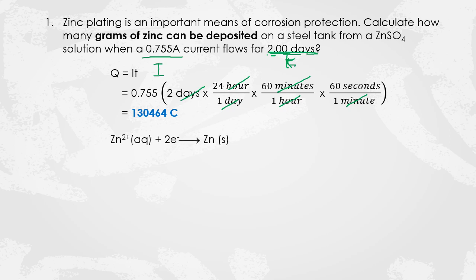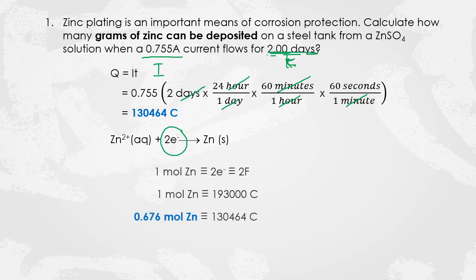So we are going to form zinc means we need 2 electrons. So as we've already done earlier, 1 electron is equal to 1 Faraday. So 2 electrons is going to be 2 Faraday. So 2 Faraday is equal to 193,000 coulomb. And the number of mole for zinc for 130,464 coulomb will be 0.676 mole. Once we've got the number of mole, we can simply times it with the molar mass of 65.38. Then lastly, the mass of zinc deposited will be 44.2 gram.